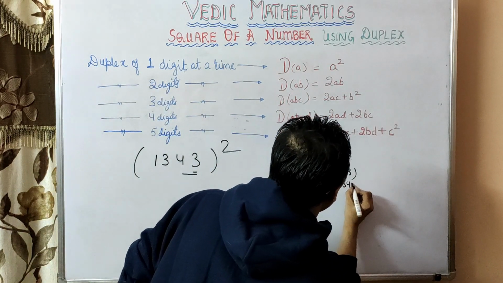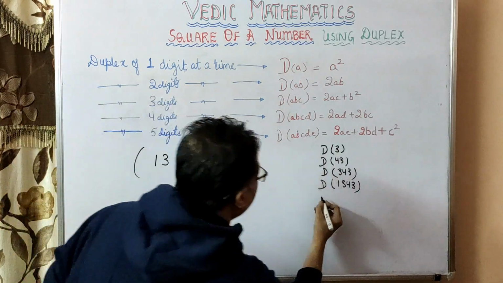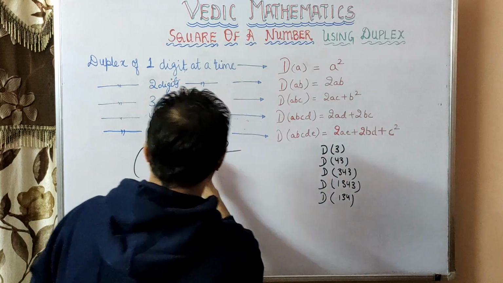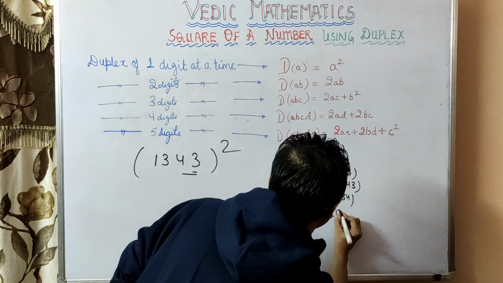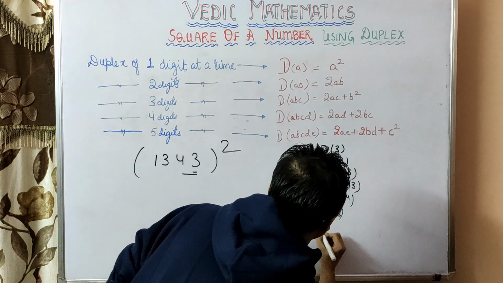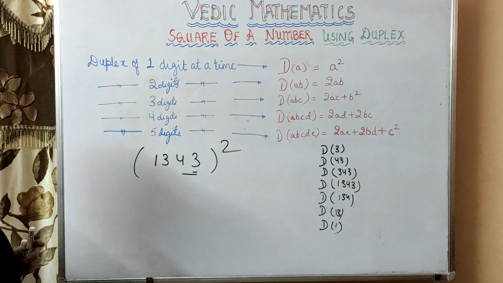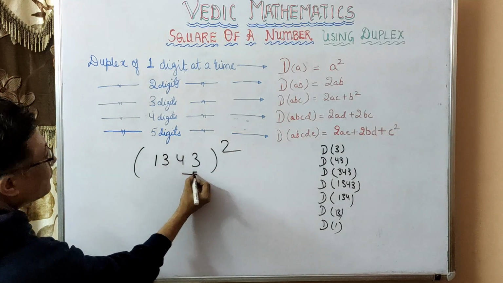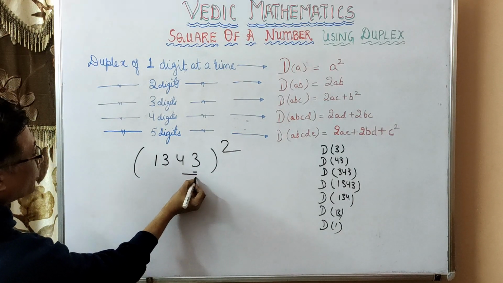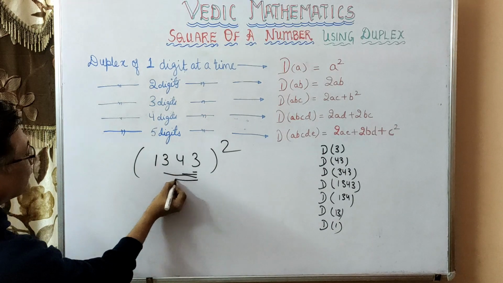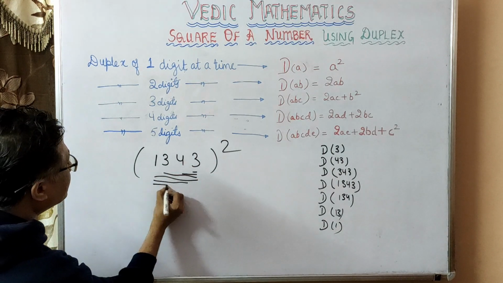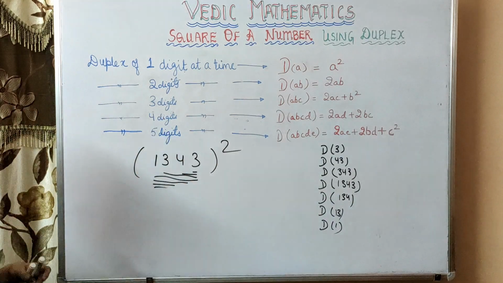1343. Now remove this 3. Duplex of 134. Now remove this 4. Duplex of 13. Remove this 3. Duplex of 1. So these are the steps. You will become habitual. This is mental. 1, just calculate this. Then these 2 at a time. Then these 3 at a time. Then all 4 at a time. Then drop the 3, these 3 at a time. Drop the 4, these 2 at a time. Drop the 3, only 1 at a time. So this is how you go.